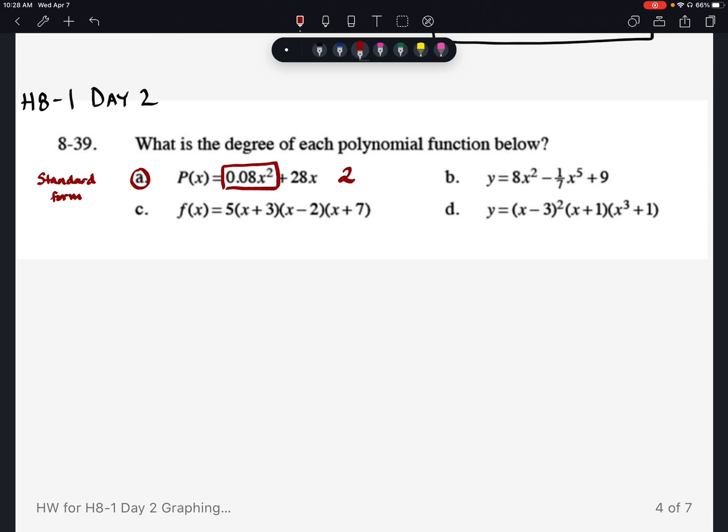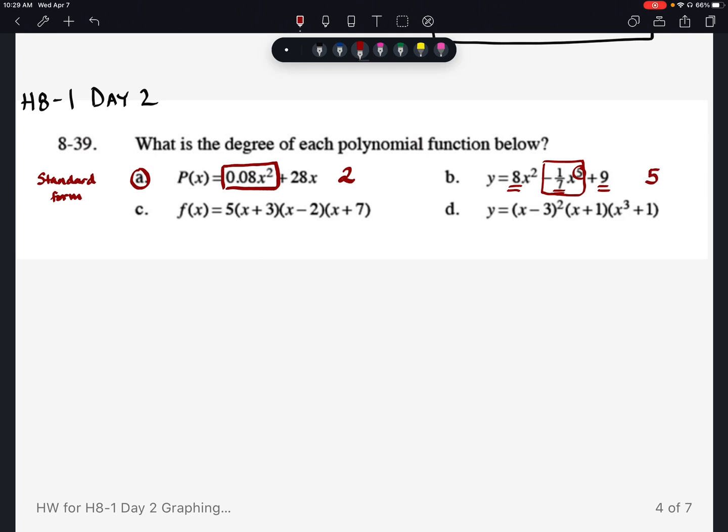Looking at B, we have 8x squared minus 1/7 x to the 5th plus 9. Remember, our coefficient on a polynomial term can be any number. We just need to make sure that we're multiplying times x to a whole number power. So in this case, everything holds true for our definition. So we're just going to look for the greatest exponent. And we'd say here the degree of this one is going to match that exponent. So in this case, our degree would be 5.